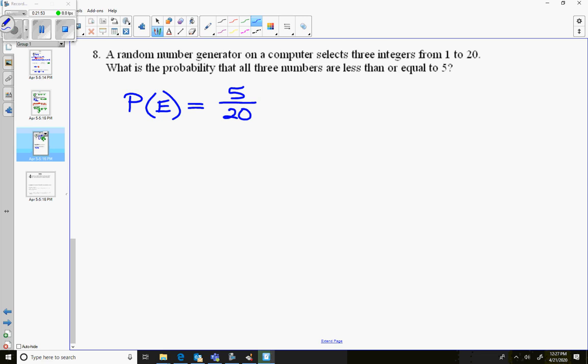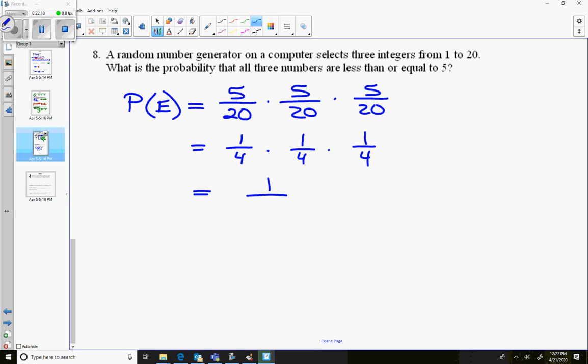Now, what about the second integer? What's the probability that it is less than or equal to 5? Well, the first one's got no bearing on it. It's independent. It's still going to be 5 out of 20 as well. What about the third integer? Still 5 out of 20. And we always multiply. Now, in this case, I would actually reduce first. It'll make the multiplication so much easier. But there's only a 1 out of 64 chance that all 3 of them are 5 or less.